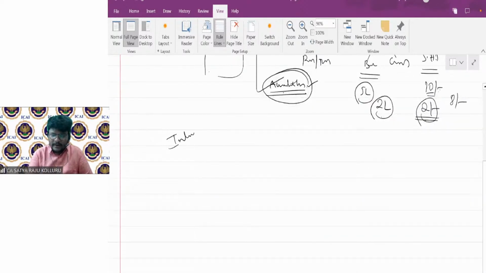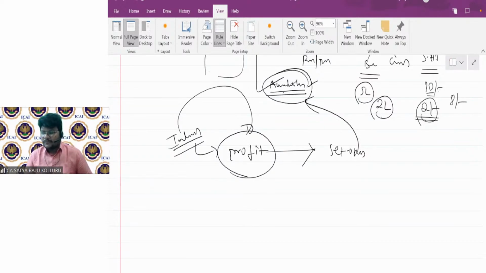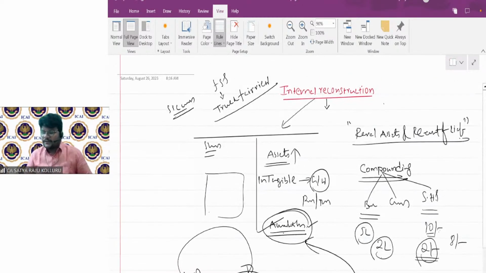What am I trying to tell you here? Due to this internal reconstruction procedure, whatever profit I am attaining is ultimately going to be utilized to set off this accumulated losses. I just want to clean up the balance sheet to show the financial components at a true and fair view. That is the base objective of the internal reconstruction.